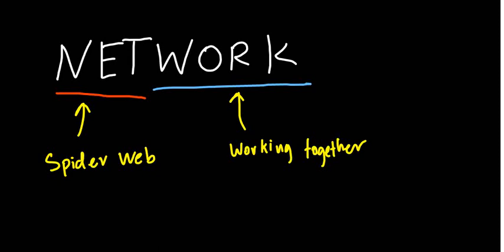The word network can be split up into two words, net and work. The word net can be represented like a spider web, and the word work represents the working together part. Combining the two words makes the word network.